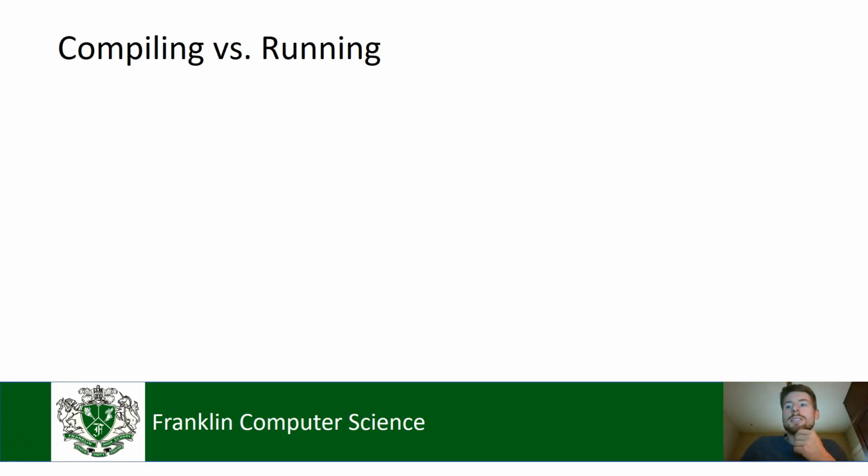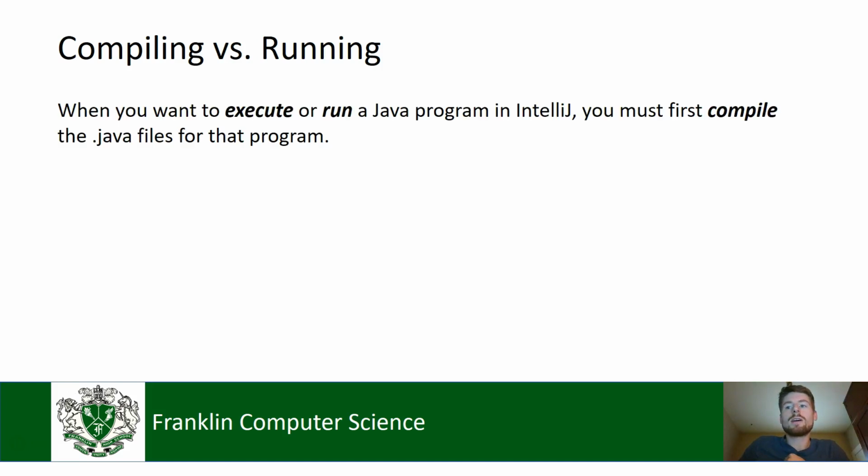So let's talk about the distinction between compiling and running our program. These are 2 different steps. Java is what's called a compiled language. You've got to take your program that you wrote and actually break it down into another language, which is called Java bytecode, before you can run it. And this step of taking the Java you write and turning it into this other language is called compiling.